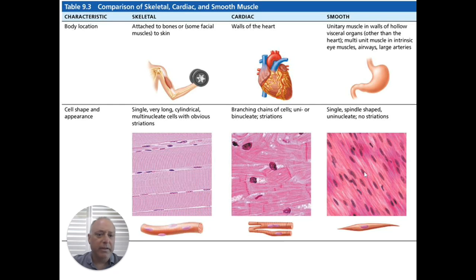And then we have smooth muscle, which lines the organs. It makes up the blood vessels. They're spindle shaped, but you can't really make it out from the histology here. But they're uninucleated, and there are no striations in smooth muscle.